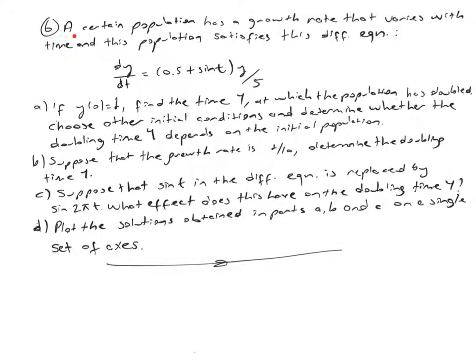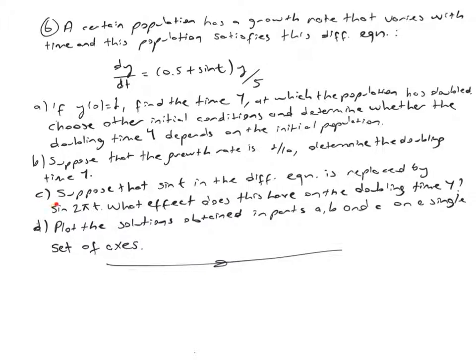Sixth question. A certain population has a growth rate that varies with time, and this population satisfies this differential equation. Part A. If y0 is equal to 1, we are asked to find the time tau at which the population has doubled. We'll choose other initial conditions and determine whether the doubling time tau depends on the initial population. Part B. We'll suppose that the growth rate is t over 10 and determine the doubling time tau.